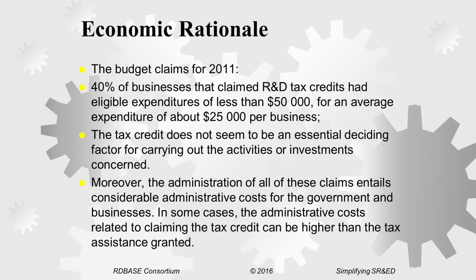Their rationale for it is that 40% of businesses had an expenditure of around $25,000 per business. So almost half their claims were relatively small claims that it wasn't really that significant, they felt, to the claimant, and that basically the administrative cost was overriding the benefits.